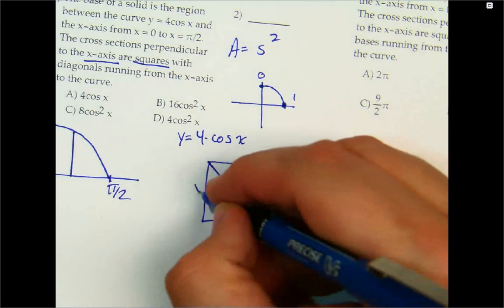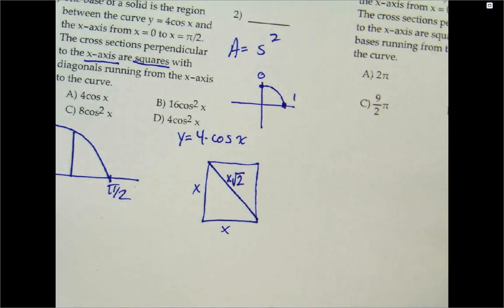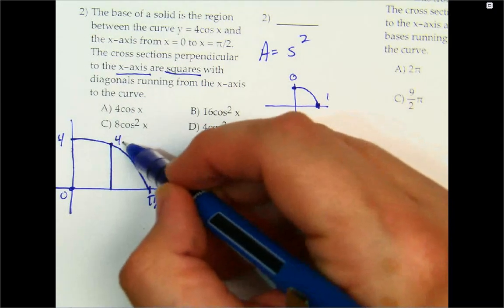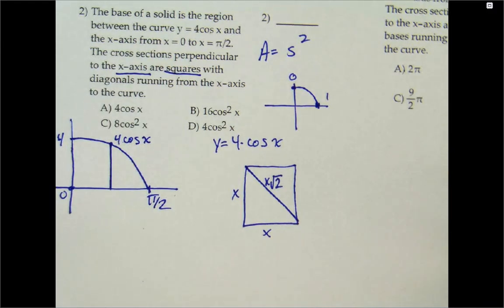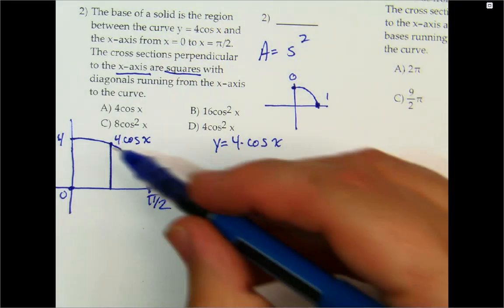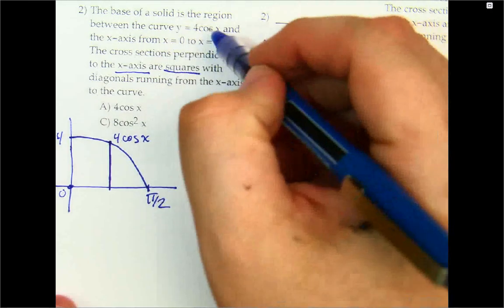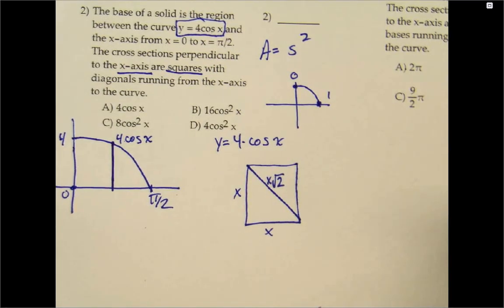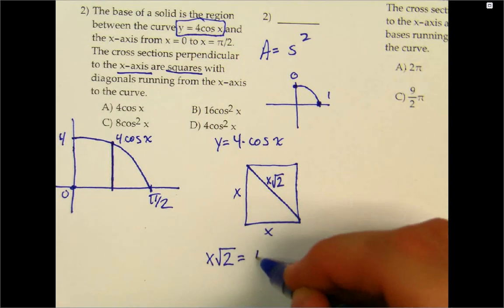So this would be like x times the square root of 2. So that's your 45, 45, 90. Now here, that's 4 times the cosine of x, correct? And so what's the length here? How do we know it's 4 cosine of x? Because that's the equation that we have. So we know that's the diagonal. So the diagonal, x times the square root of 2, is equal to 4 times the cosine x.